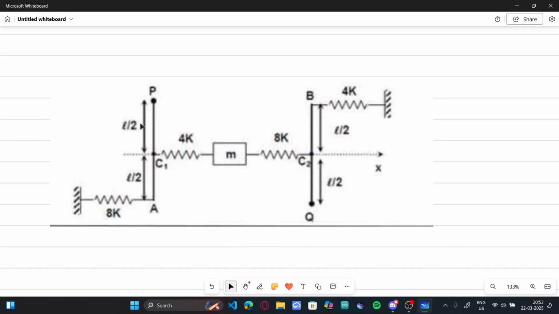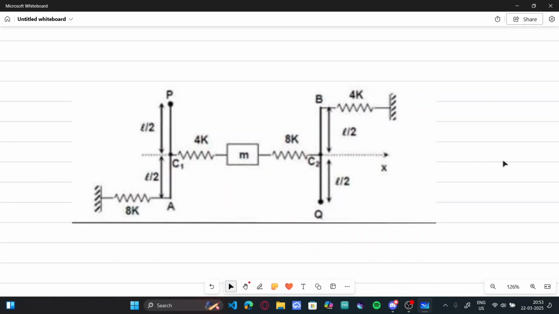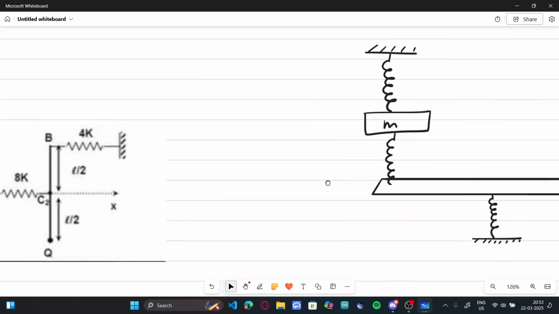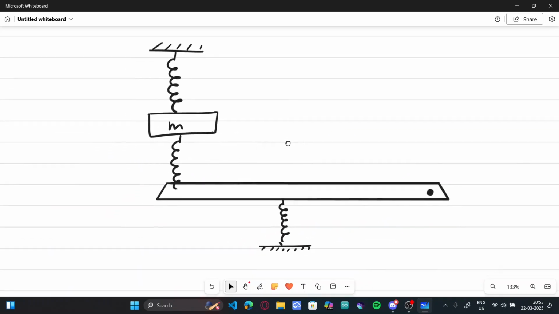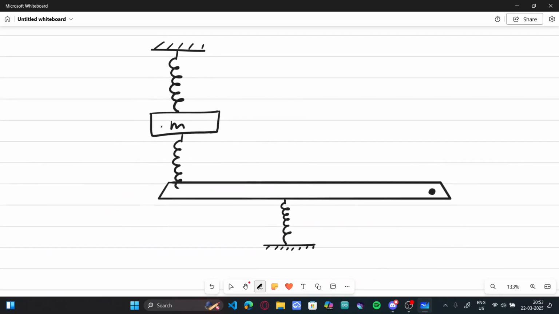Before we do this problem, let's first understand what's happening. To really visualize what's happening, let's first focus on this problem. This is a mass, some springs, and this is a rod with the pivot point right here. This whole thing is gonna rotate about this point like this. So what is interesting about this problem?